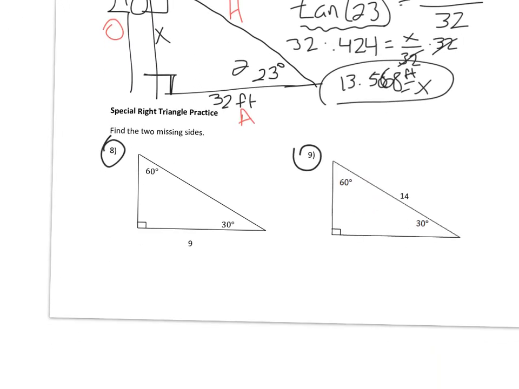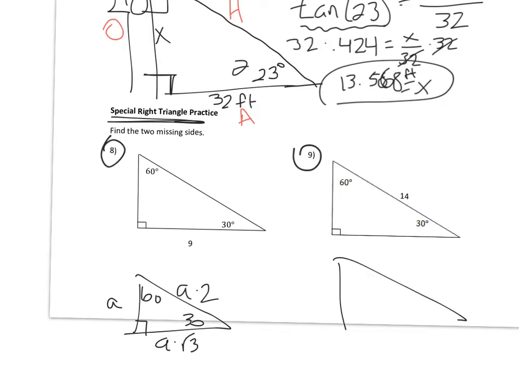Okay? Question 8 and 9. Find the missing sides. These are our special right triangles because we are given 30, 60, 90. Okay, well, I'm going to take a quick second and draw the 30, 60, 90 on the bottom. Across from the 30 is always A. Across from the 60 is always A times the square root of 3. And across from the 90 is always A times 2. And then the other 30, 60, 90. Okay, across from the 30 is A, 60 is A times square root of 3, and the 90 is A times 2.